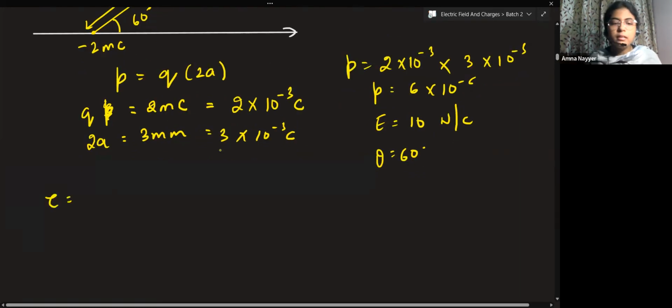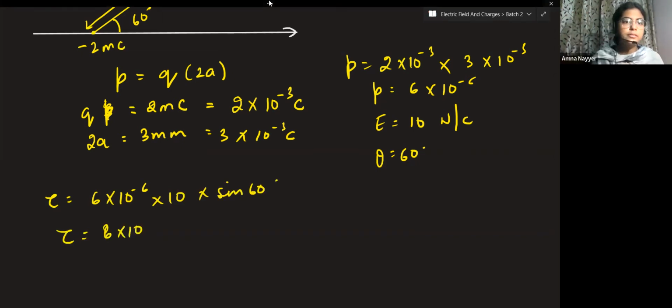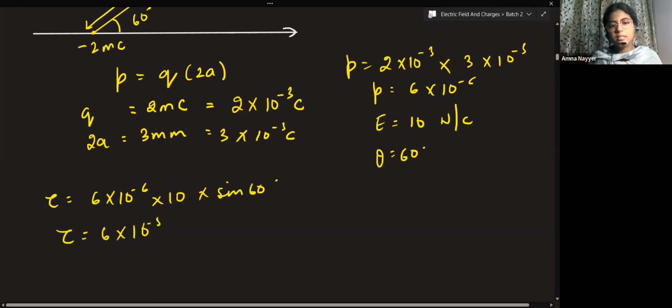Torque will be P, 6 into 10 to the power minus 6, E, 10, multiplied by sine 60 degrees. So torque will be what? 6 into 10 to the power minus 5 multiplied by root 3 divided by 2, the value of sine 60 degrees. This will be 3 root 3 into 10 to the power minus 5 Newton meter.